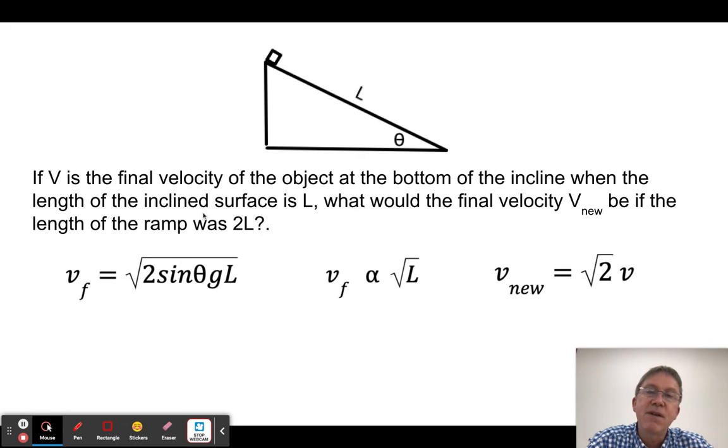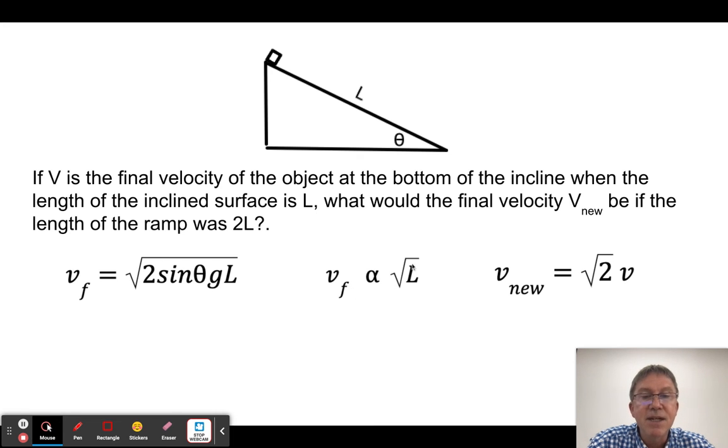I've already established using that last equation that v final is going to be equal to root 2 sine theta g L. Remember, when I'm doing proportionality, everything that's not what I'm interested in remains constant. The 2 doesn't change, the sine theta doesn't change, and g doesn't change. The only things that changed were L and v. So v final is proportional to the square root of L.